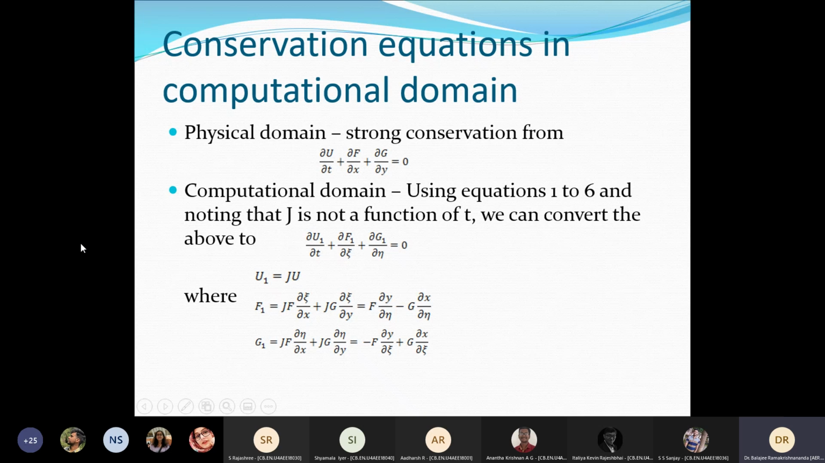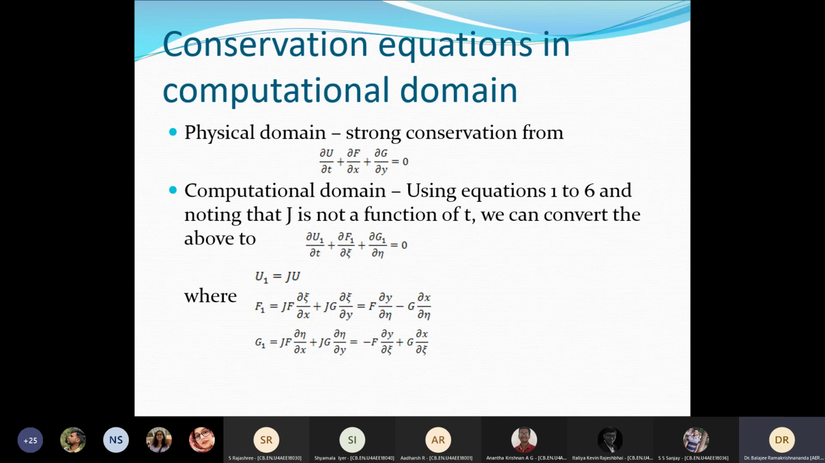the equations look like this: dou u by dou t plus dou f by dou x plus dou g by dou y is equal to 0. Long ago, we have derived a strong conservation form, correct? U is a column matrix. F and G are the same way, some vectors. Something by dou x, something by dou y.